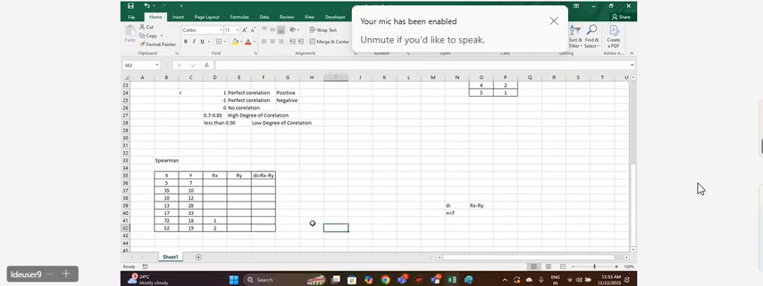Sorry for the interruption, sir. Rank of X means we have to check the rank in the X column only. Correct. Okay. Rank of X.